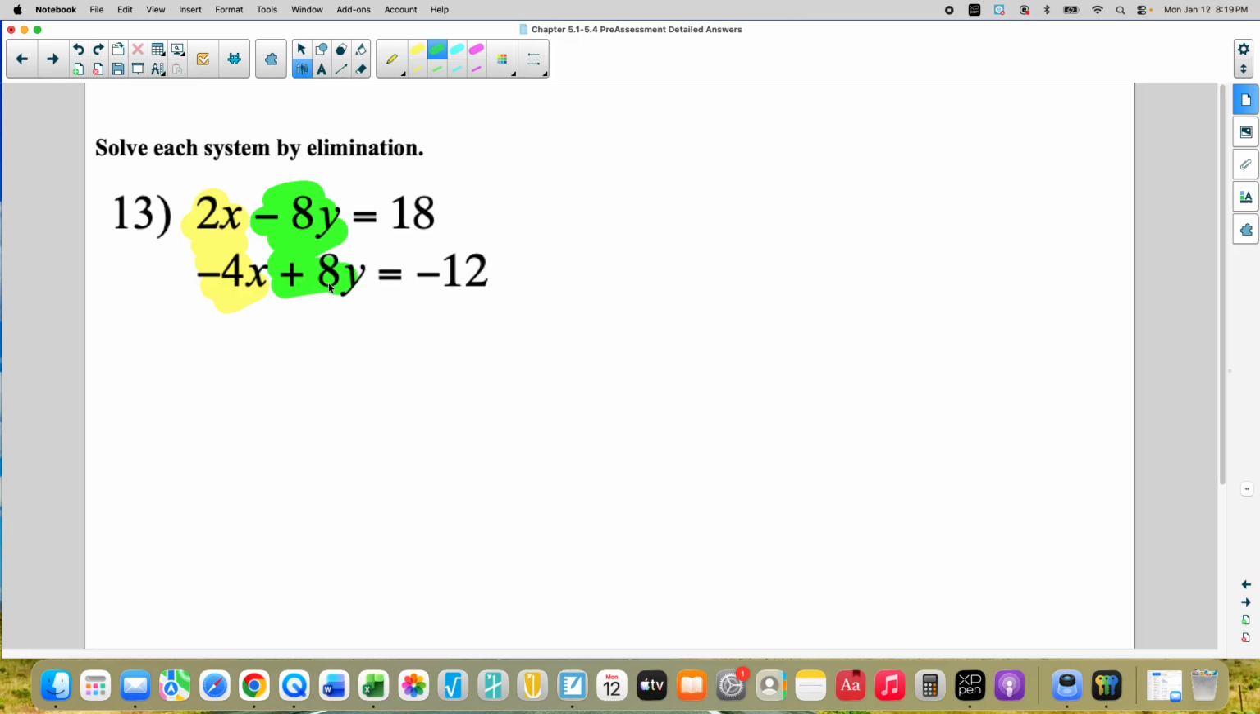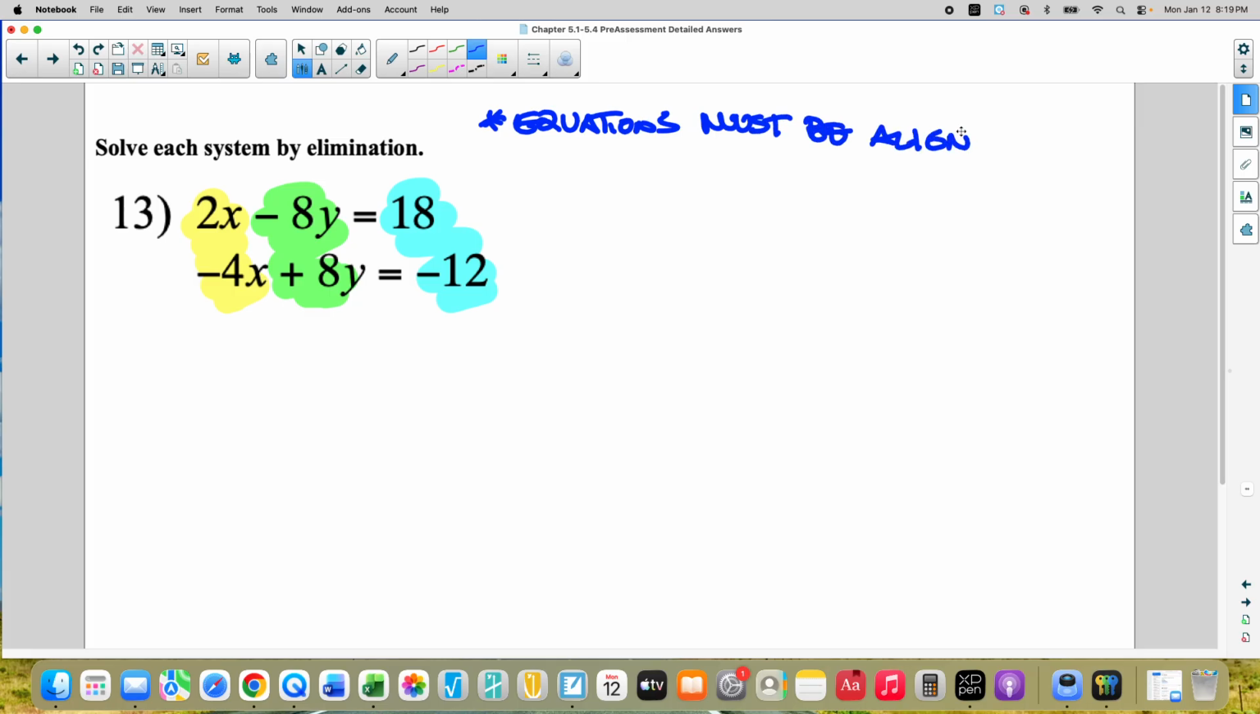They must be aligned, meaning they have to have the same format. X, Y equals your constant. So very important to remember, equations must be aligned and must be the same. X and Y need to be on the left side, equaling the constant on the right.